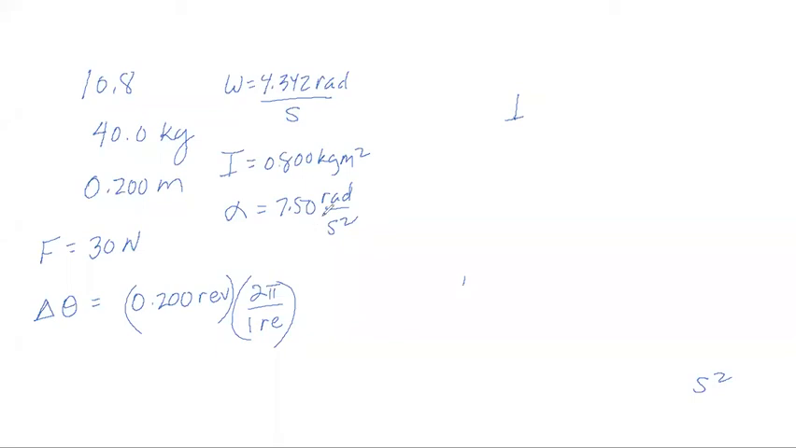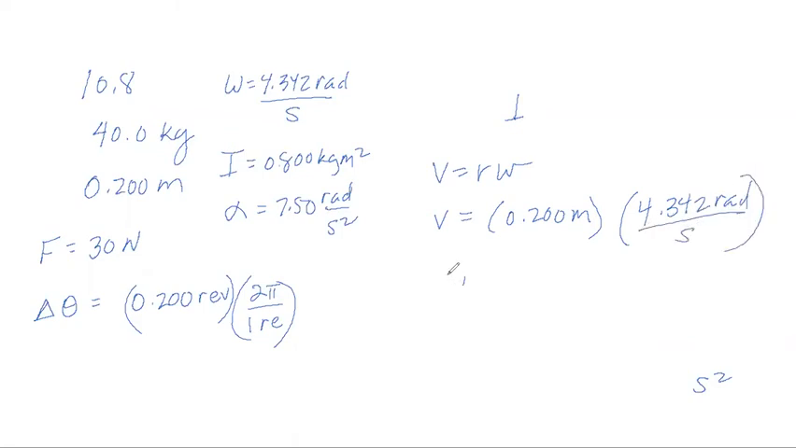All right, continuing on. V equals R omega. So V is going to be equal to 0.200 meters times 4.342 radians per second. All right, V, put that in our list of values, is going to be equal to 0.868 meters per second.